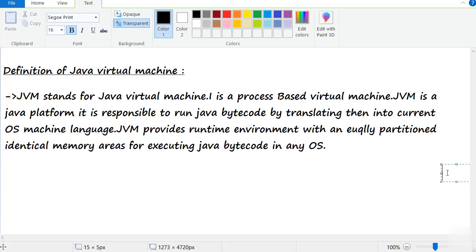So that means in this line what you understood is that JVM is providing some runtime environment. It is partitioning some memory from our computer OS, whatever it is, Windows or Linux or Mac OS, some identical memory area for JVM to execute our classes in the runtime environment.